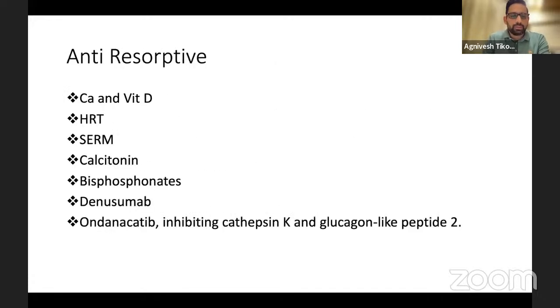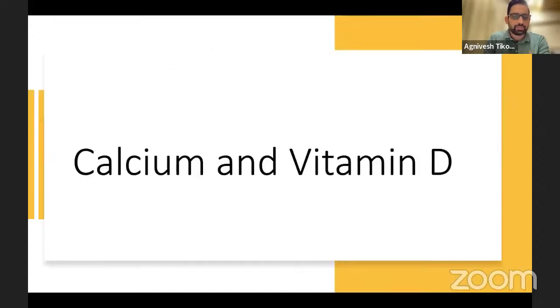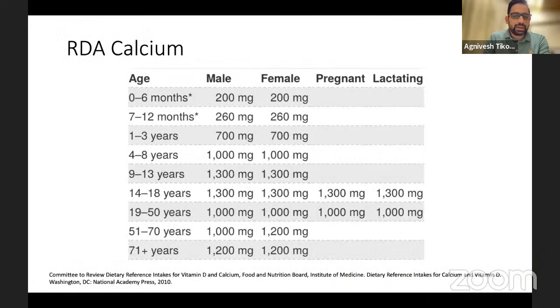So anti-resorptive medicines include calcium and vitamin D. It includes hormone replacement therapy, selective estrogen receptor modulators, calcitonin, bisphosphonate, denosumab, and the other new drugs. Calcium and vitamin D is a very basic thing which all of us give to our patients. There is a recommended dietary intake for calcium. This is the total intake, so the tablet plus oral intake should be this much. It's not that you have to give tablets of 1300 milligrams. You have to give overall this amount.